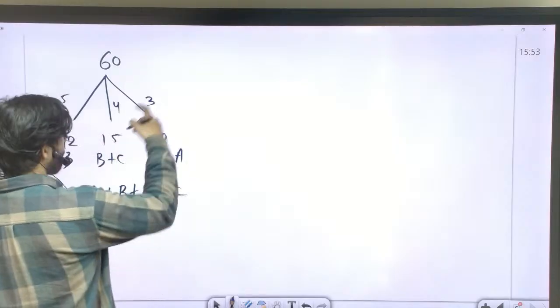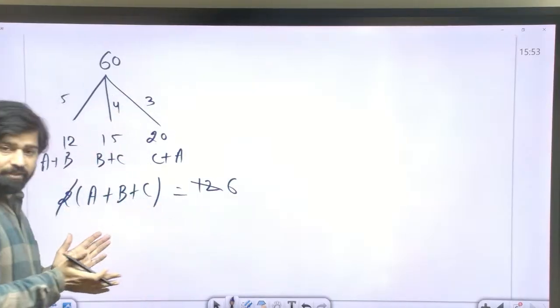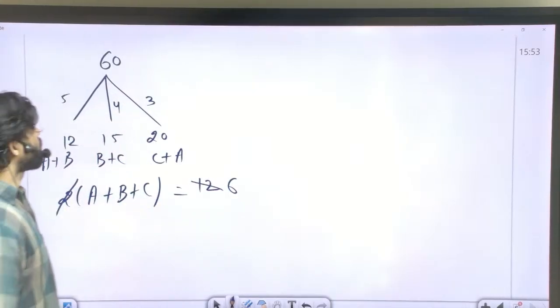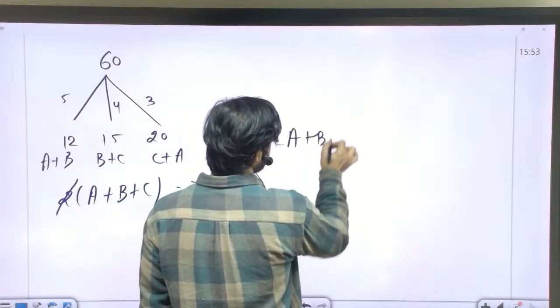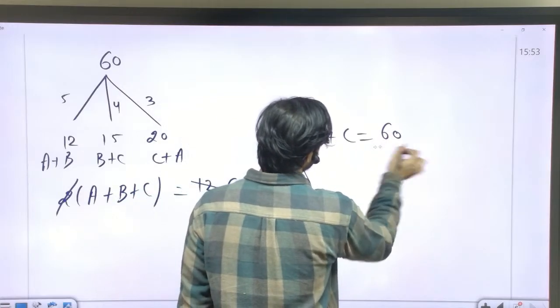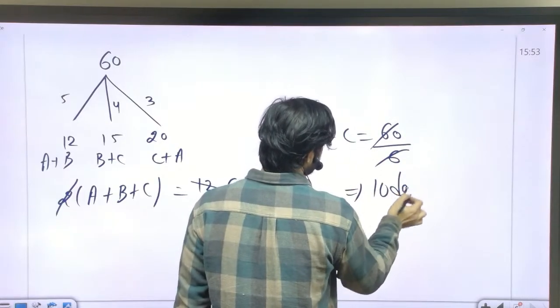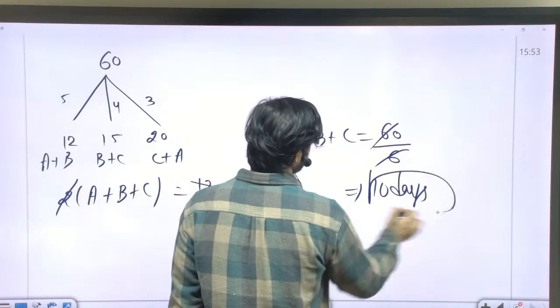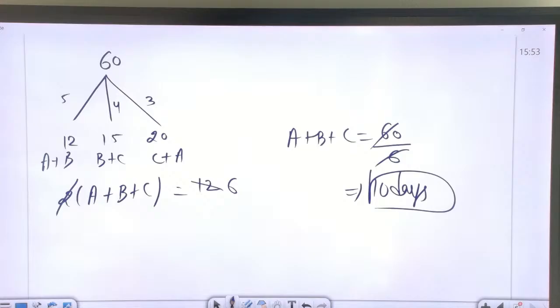This is 12. So again we are getting the combined efficiency as 6. Now they have to do the work. So A, B and C, they have to do 60 units of work, and the combined efficiency of them is 6. So the number of days taken by them is 10 days. Any problem? Write the next question, please.